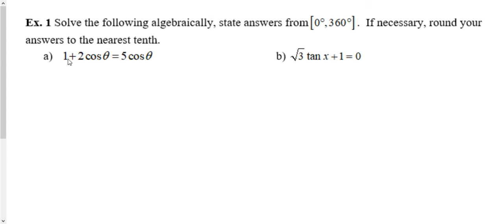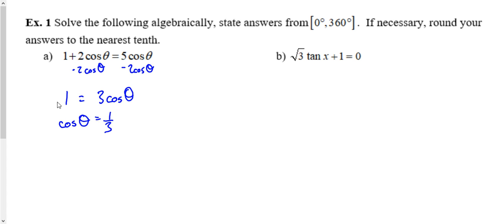So first things first, if I see a question like this, I want to combine all my trigonometry terms to the same side. So I see 2 cos theta, I'm going to move it from the left to the right. So I'm going to subtract 2 cos theta from both sides. Rewrite what I have. So right now I have 1 equals 3 cos theta. Let's isolate for cos theta by dividing both sides by 3. So really we have cos theta is equal to 1/3.